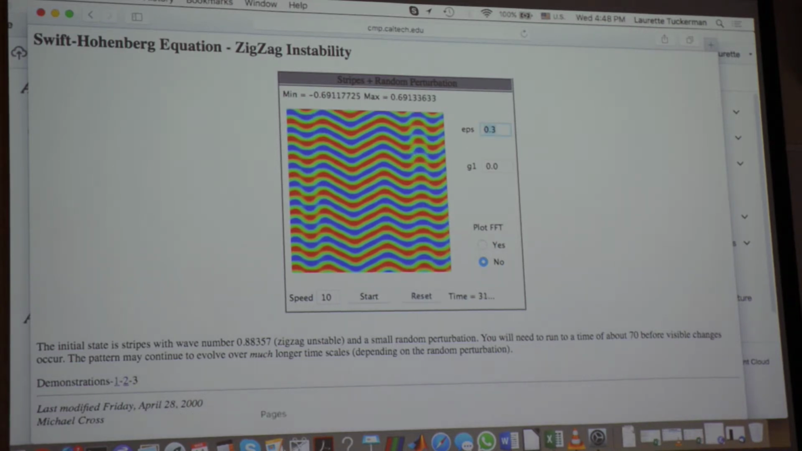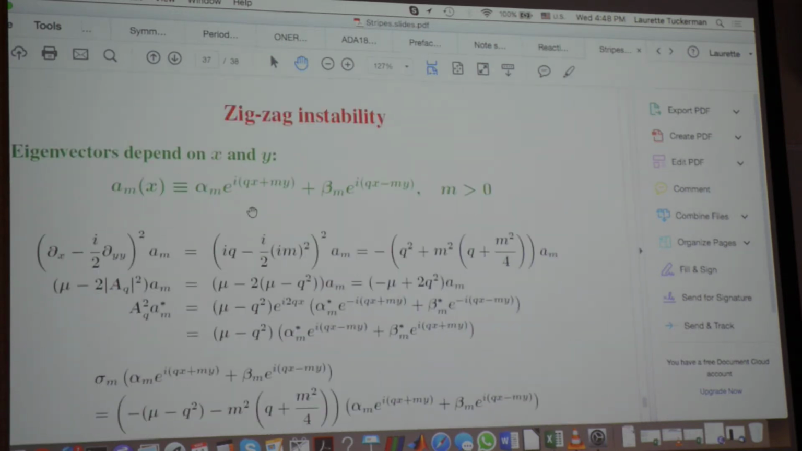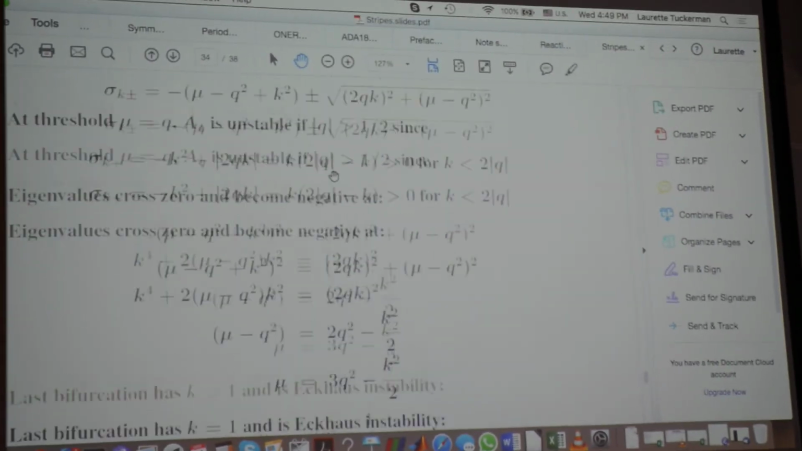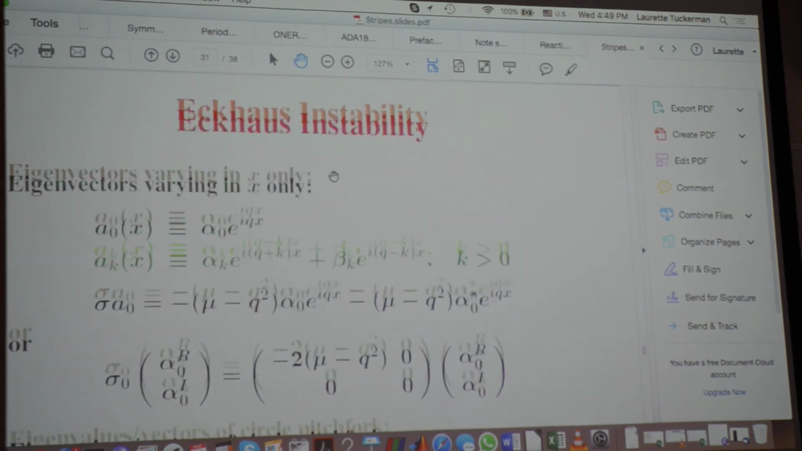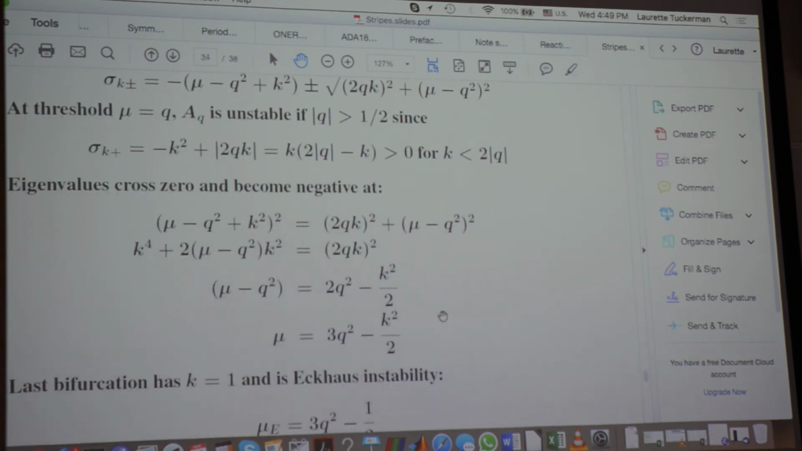Okay, so let's get back. We're almost finished because it's just like the Eckhaus except just slightly different. Our eigenvectors now, you recall we had alphas and betas with alpha e^{i(q+k)x} and then beta e^{i(q-k)x}. Now we're going to have plus ly and minus ly. And we're going to do the same thing. We plug in this form into this equation. Before we didn't get to use this dy squared part, but now we do because our eigenvectors now have that direction.